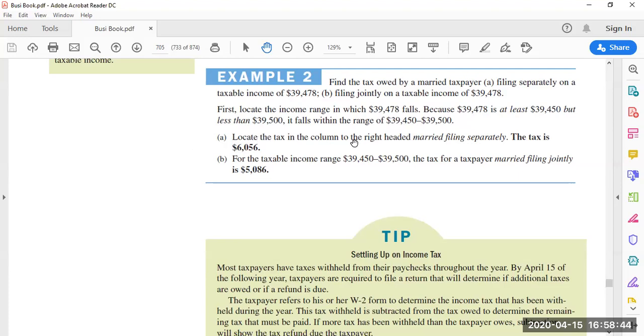Once you find that, then you locate the tax in the column to the right headed married filing separately, and we will see that the tax is $6,056. So let's go over to this table and see whether we can find these numbers. Firstly, we see that it's going to be $6,056 for married filing separately. And if they were married filing jointly, we can see that amount is actually $5,086.